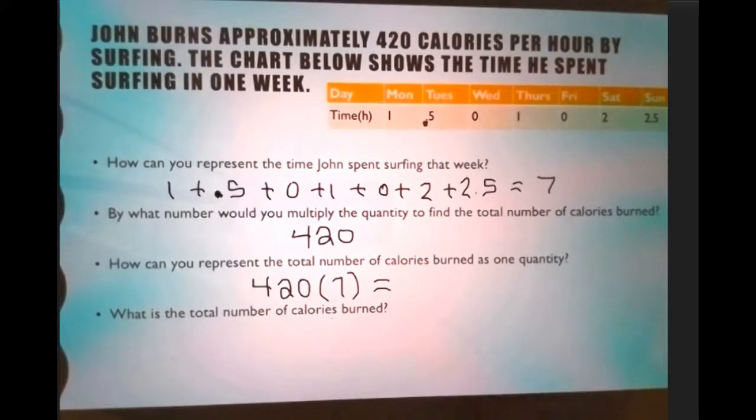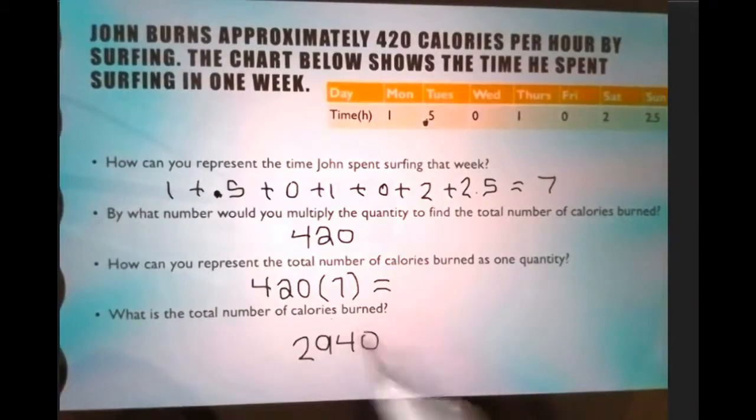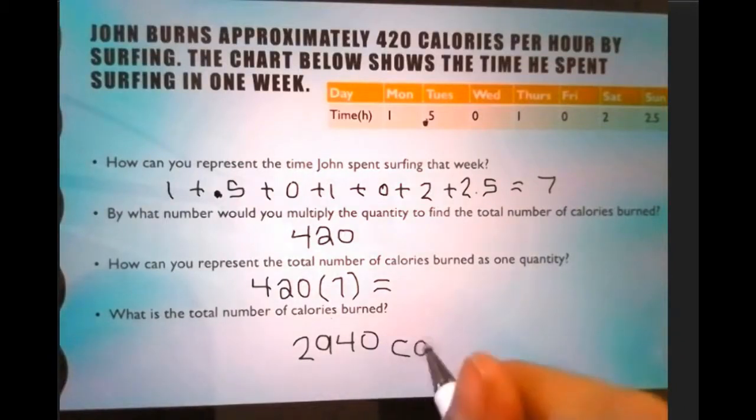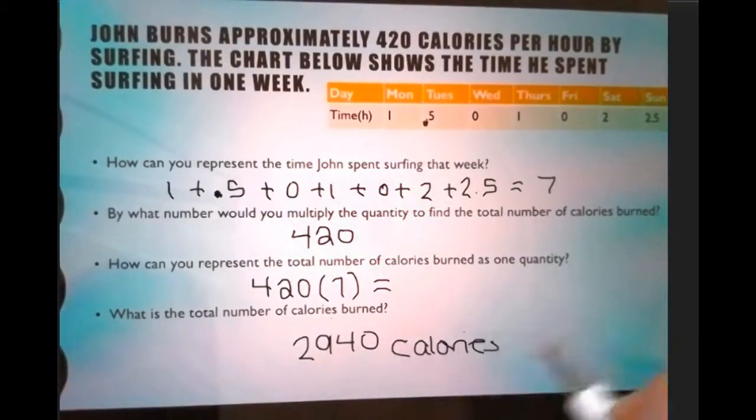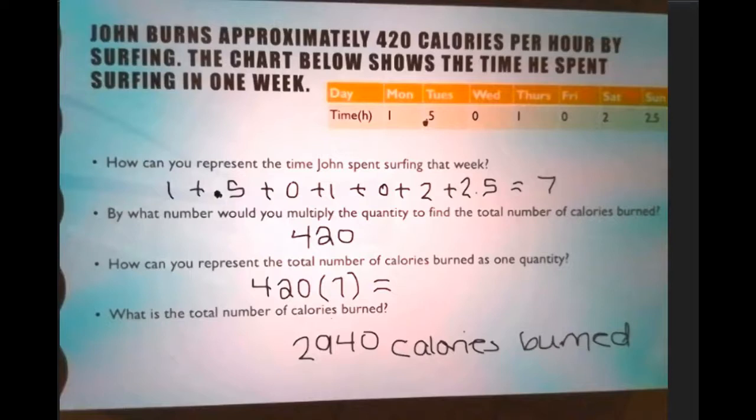What'd you get, Zoe? Perfect. What does that 2,940 represent? Does it represent hours? Days? Minutes? What's it represent? Good? Perfect. Calories burned in 1 day, 2 days, 3 days, 10 days, 11 days. How many days?